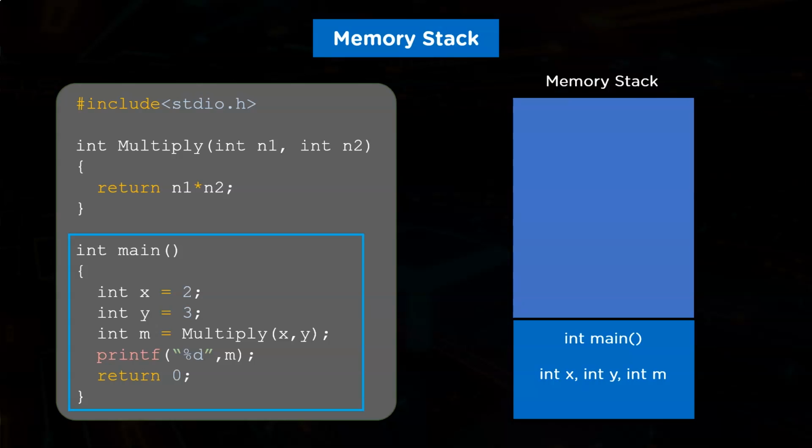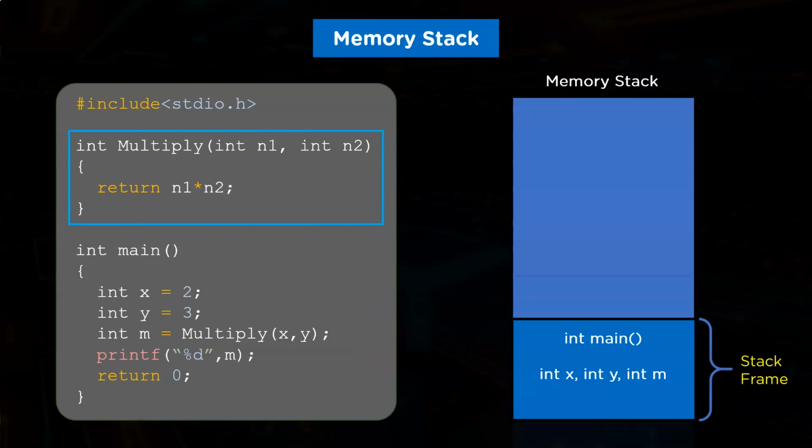The memory allocated to the main block inside the stack memory area is called the stack frame for method main. And the size for this stack frame is calculated when the program is compiling. Now, when main calls the multiply method, the stack frame for the function multiply gets created. And inside it, local variables n1 and n2 will remain until the function gets executed.